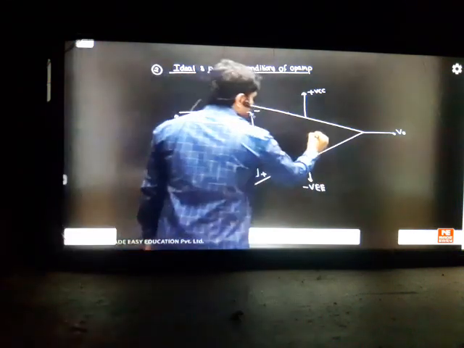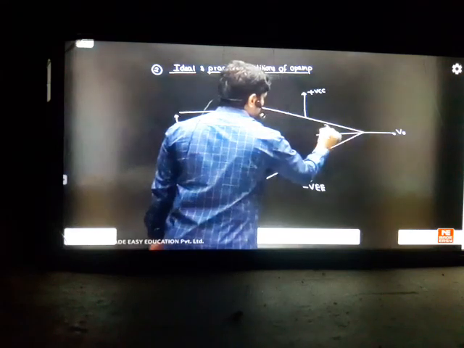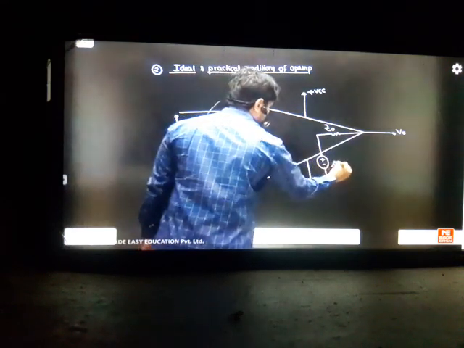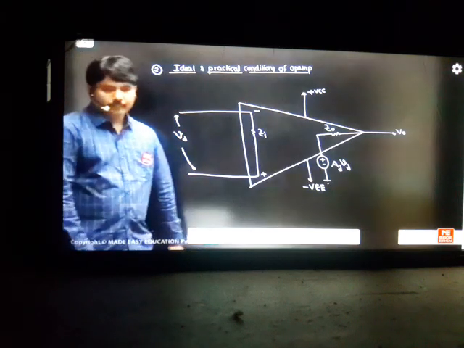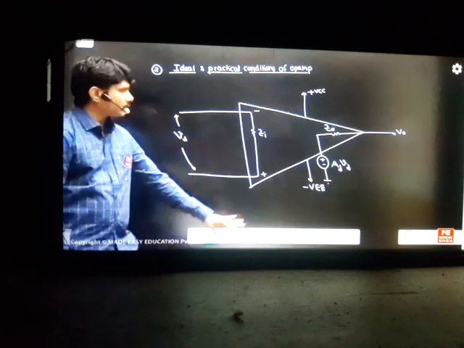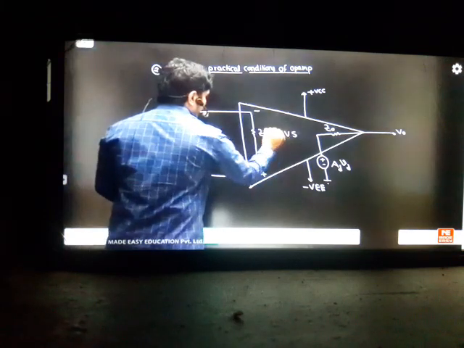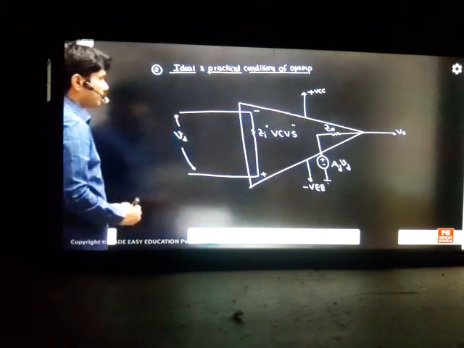We have here some resistance connecting to the output, which is Z0, the output impedance, and we have a source here, that is AD into VD. So this is called the AC equivalent model of your op amp. This is the structure you have to remember always. Why is the structure like this? Simple: it's a voltage controlled voltage source device. Always remember, op amp is a voltage controlled voltage source.